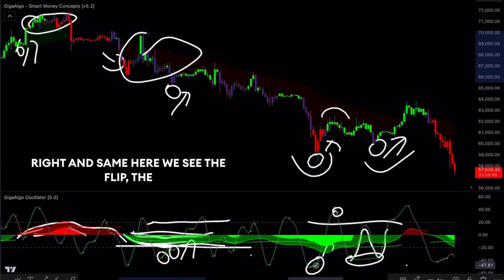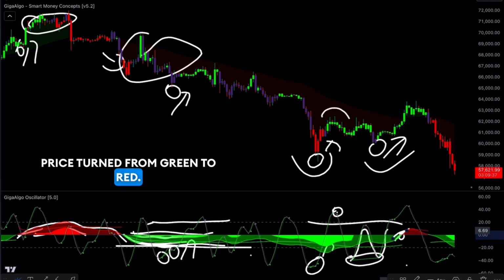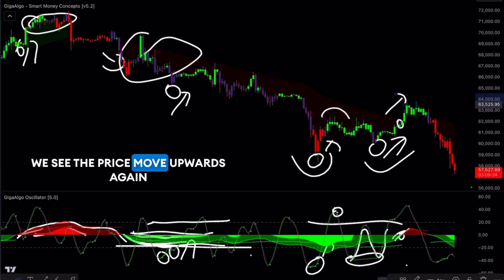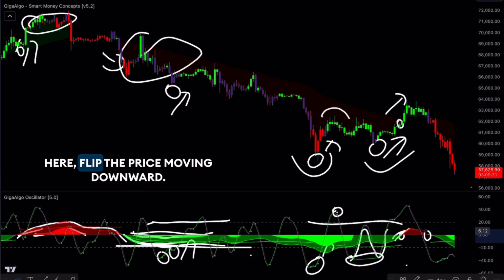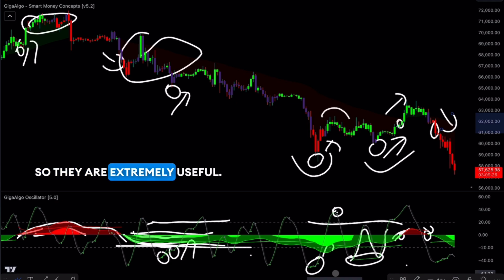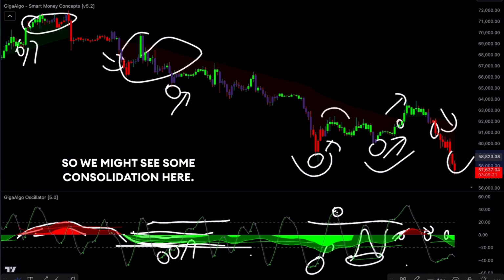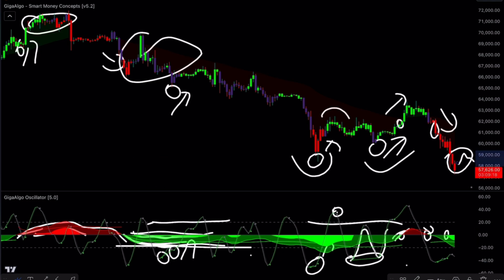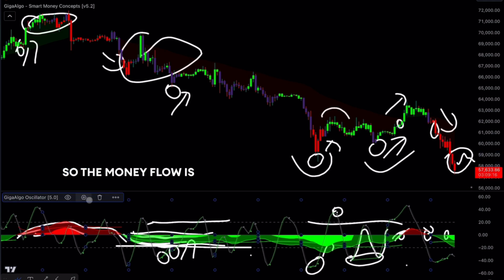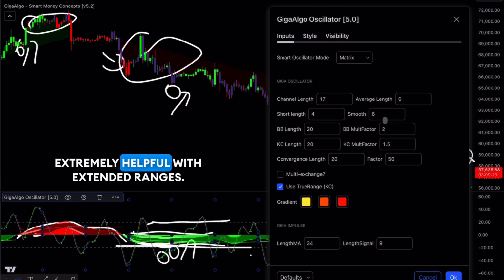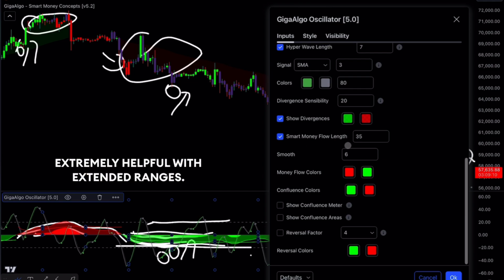And same here, we see the flip. The price turned from green to red. We see the price move upwards. Again here, flip. The price moving downward. So they are extremely useful. We have the bright green zone here, so we might see some consolidation here. So the money flow is extremely helpful with extended ranges. Next we have the confluence meter.